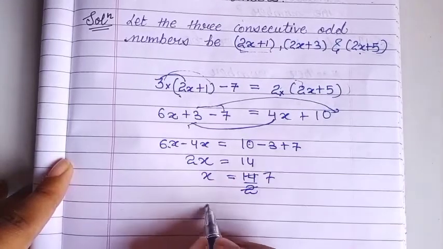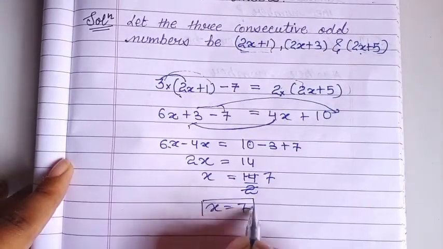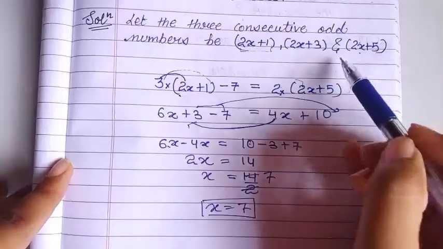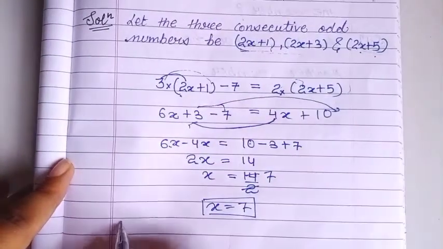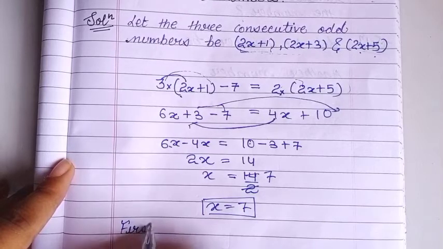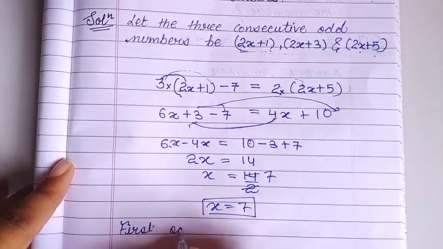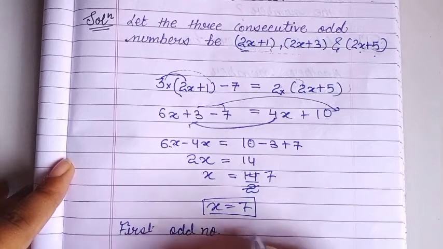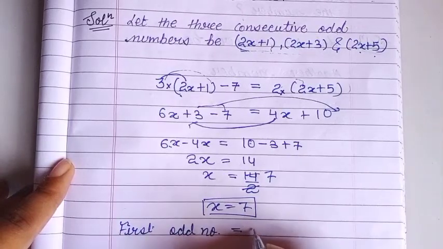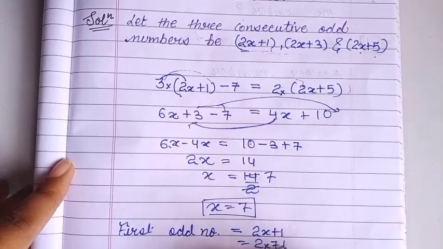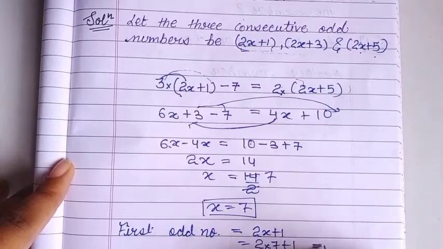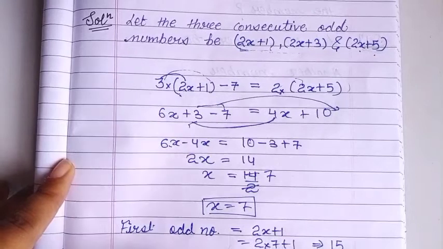2 7s are 14, so x is equal to 7. They were asking for the consecutive odd numbers, so find their values. The first odd number is 2x plus 1, which means 2 multiply 7 plus 1. 2 7s are 14, plus 1 is 15.